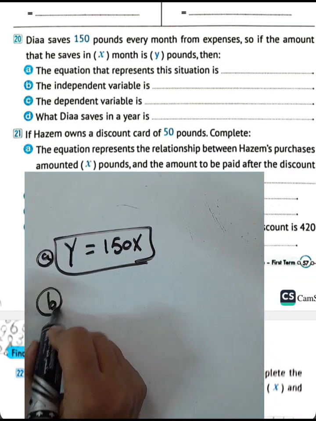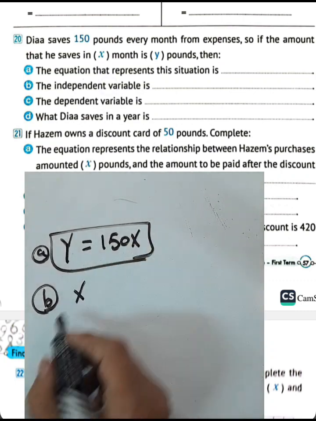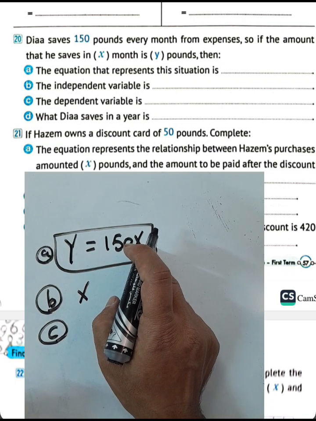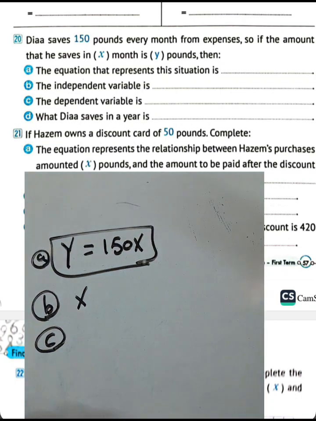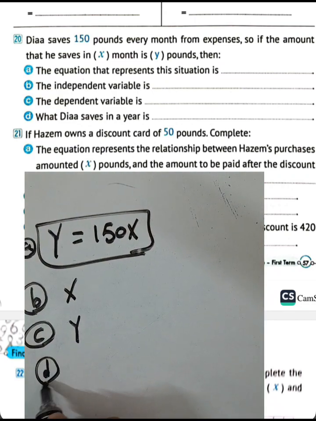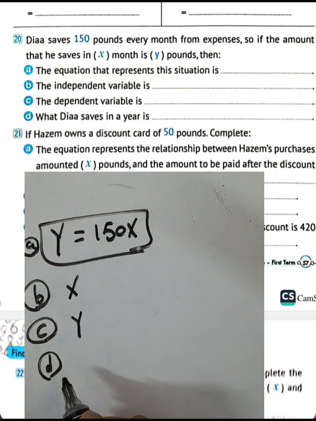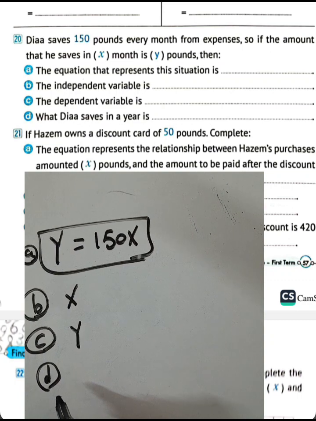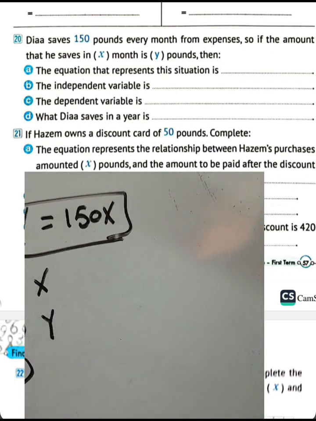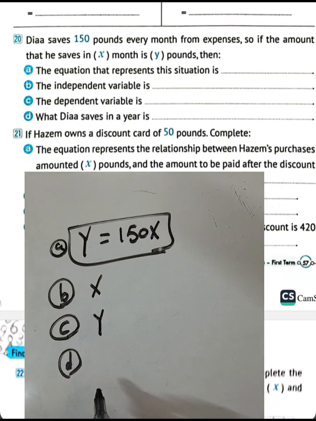Okay. Letter B. The independent variable here will be X. We call that the input. Letter C. The dependent variable here equal Y. Letter D. What he saves in a year is 1 times 150. Okay, you can find the number.